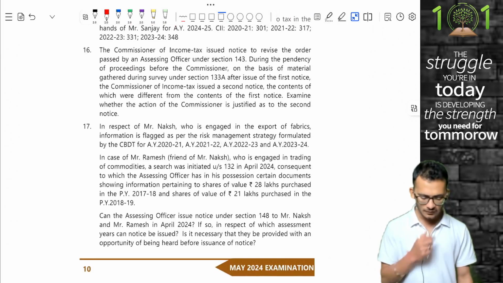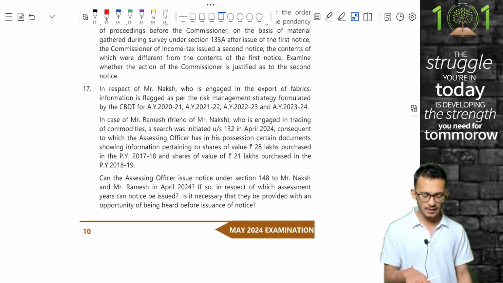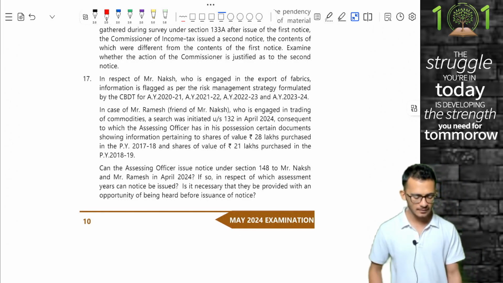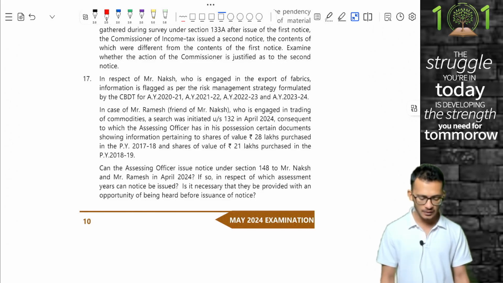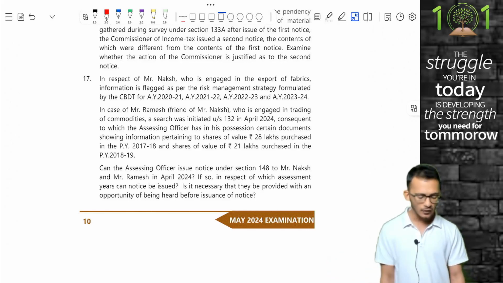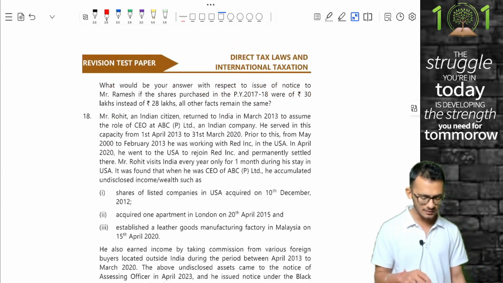Next, the Commissioner of Income Tax has issued a notice to revise the order. Theoretical question. In respect of Mr. Naksh, who is engaged in the export of fabrics, information is flagged as per risk management. In case of Mr. Ramesh, who is engaged in trading of commodities, a search is initiated. Can the assessing officer issue notice for a search case? Again, these are all assessment-related theoretical questions.